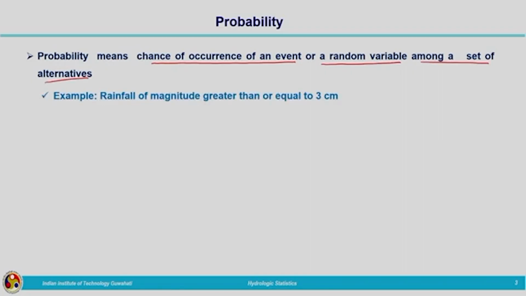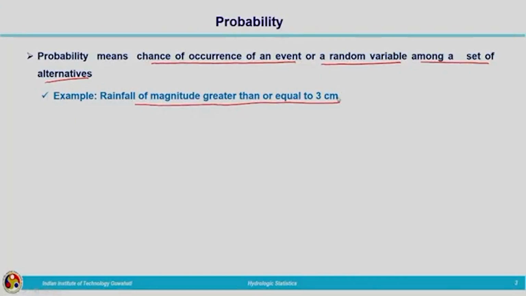For example, if you are talking about rainfall of magnitude greater than or equal to 3 centimeter, will we be able to state that tomorrow at 10 am there will be a rainfall of exactly 3 centimeter? It's impossible. So, these types of events or hydrologic variables can be considered as random variables.